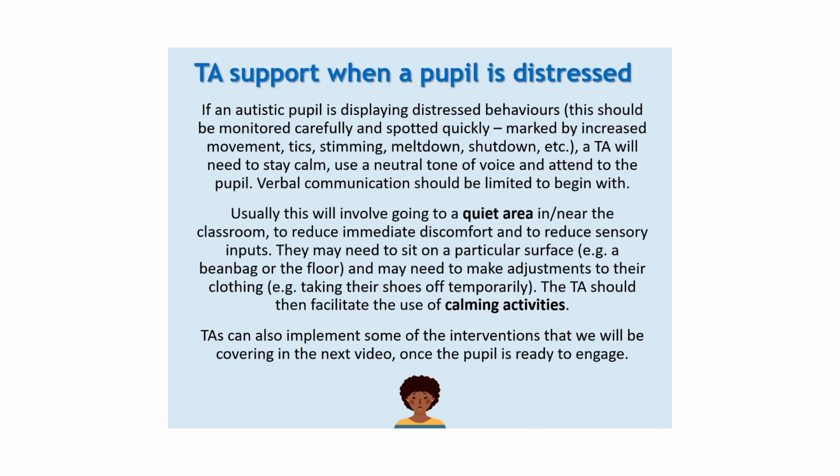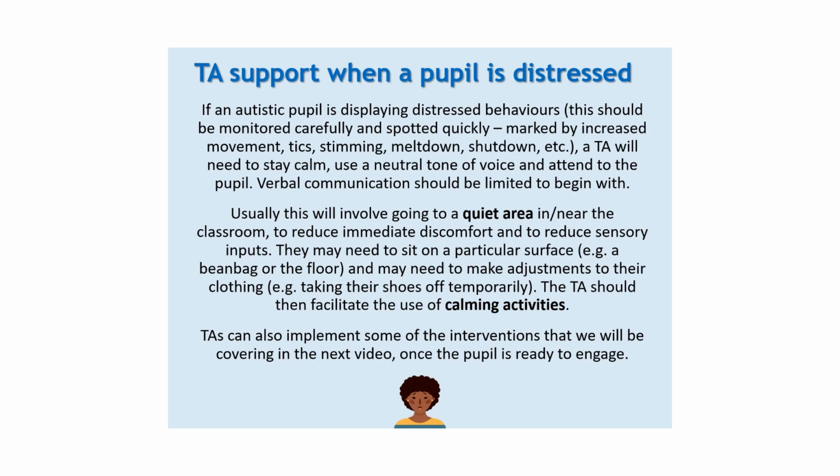TAs support when a pupil is distressed. If an autistic pupil is displaying distressed behaviours, this should be monitored carefully and spotted quickly, marked by increased movement, tics, stimming, meltdowns, shutdown, etc. A TA will need to stay calm, use a neutral tone of voice, and attend to the pupil. Verbal communication should be limited to begin with.